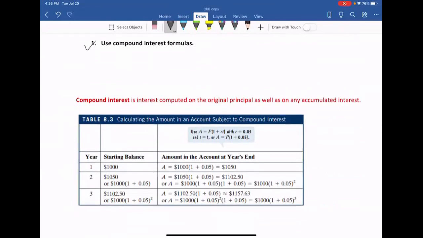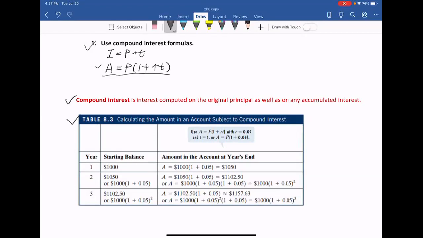compound interest formula. In the previous video, we learned the interest I equals PRT. This is the interest formula. And the future value A equals P times (1 plus RT). So in compound interest, we will also use the future value formula. Compound interest is interest computed on the original principal as well as on accumulated interest.